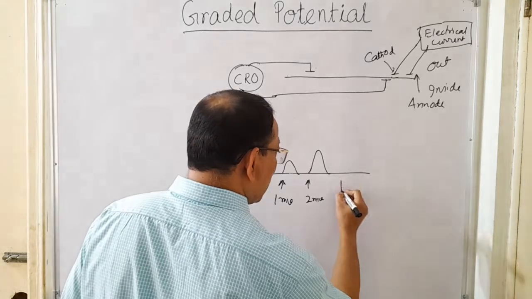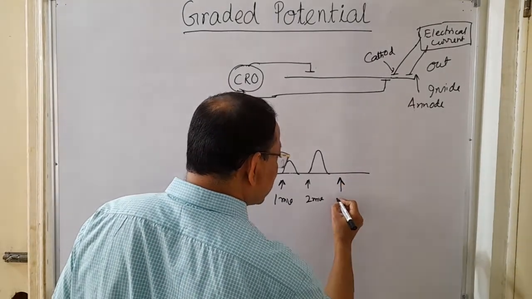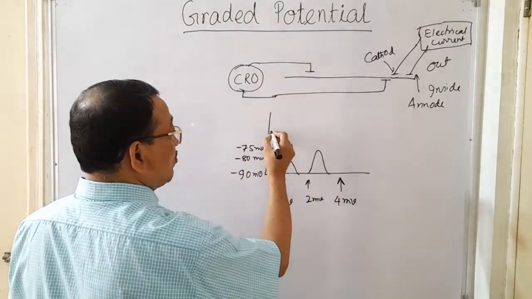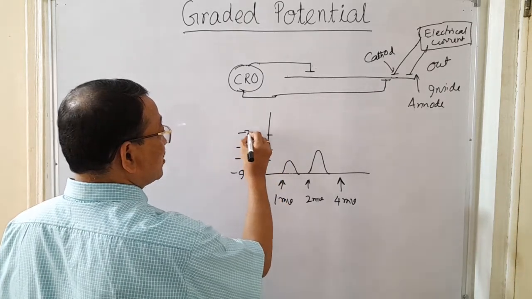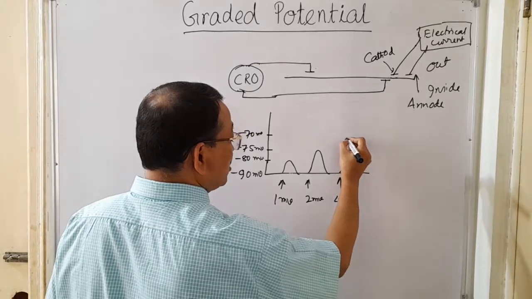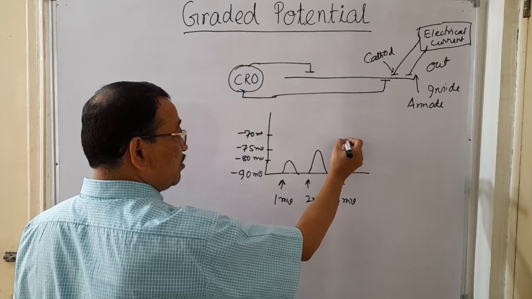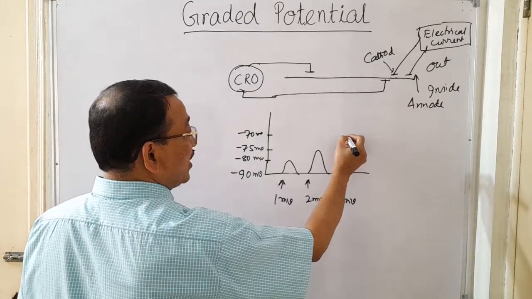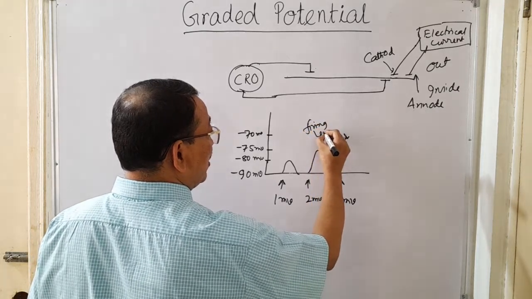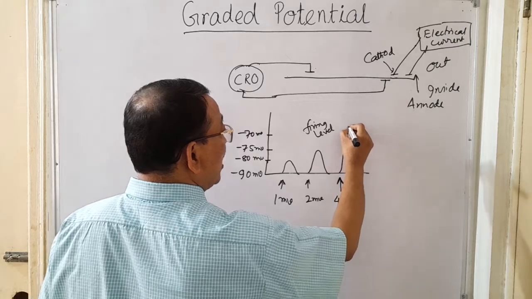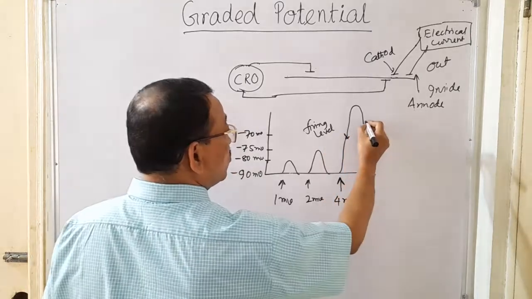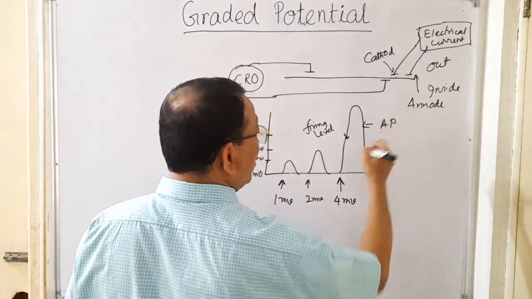Now we have increased the strength of the stimulus to 4 millivolt. In such a case, what happens? Suppose this is the minus 70 millivolt. This reaches up to minus 70 millivolt, which is known as the firing level. And if it reaches the firing level, the very spike of potential difference will develop, and that is known as the action potential or AP.